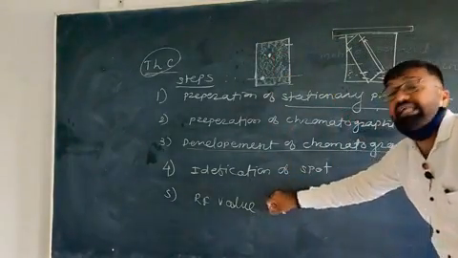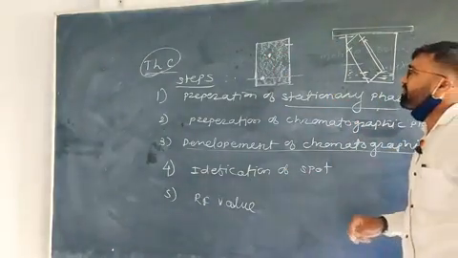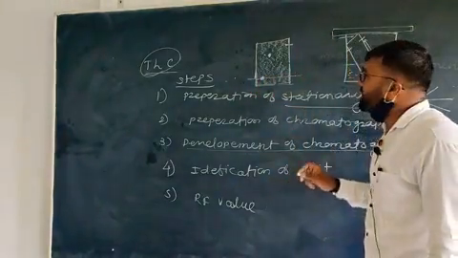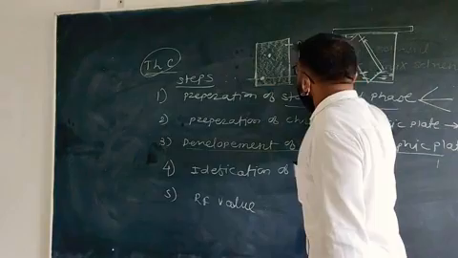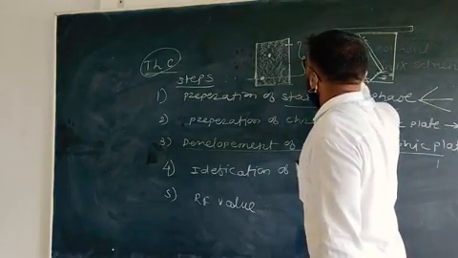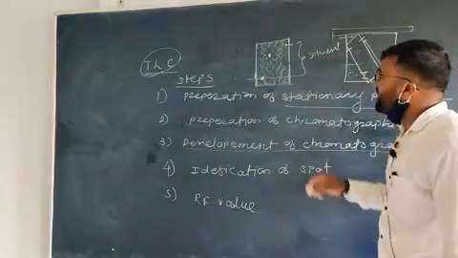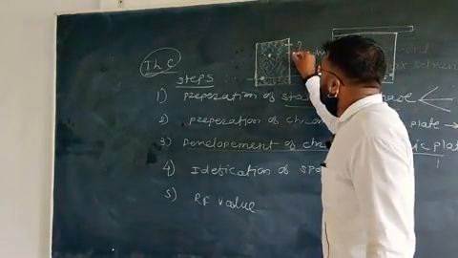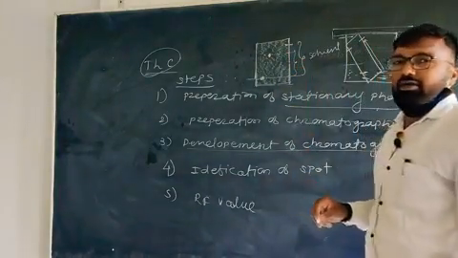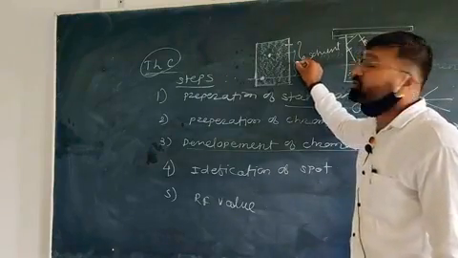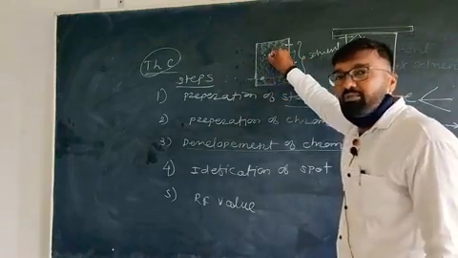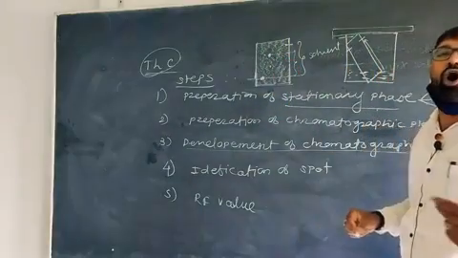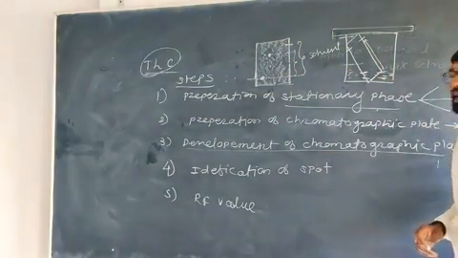And the last step is detection of the RF value. Now from this imaginary baseline, find the distance of solvent moved, or distance of mobile phase moved, in centimeter or in millimeter. And by using the colored spot, you can measure the distance the component moved. Separation may have happened, and 2 or 3 components will be observed according to the nature of the mixture.